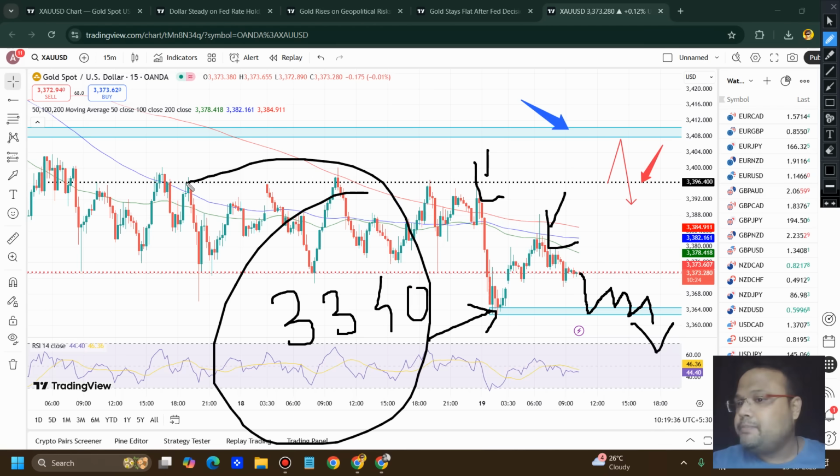Means if the market comes to support, we can look for one bounce. After that, in the second or third attempt, there is a possibility the market will break it. If it does, we can look for a sell below 3340. मतलब एक बाउंस के बाद मार्केट अगर इससे फिर से अप्रोच करता है, there is a high chance मार्केट इसे तोड़ देगा. ठीक है.